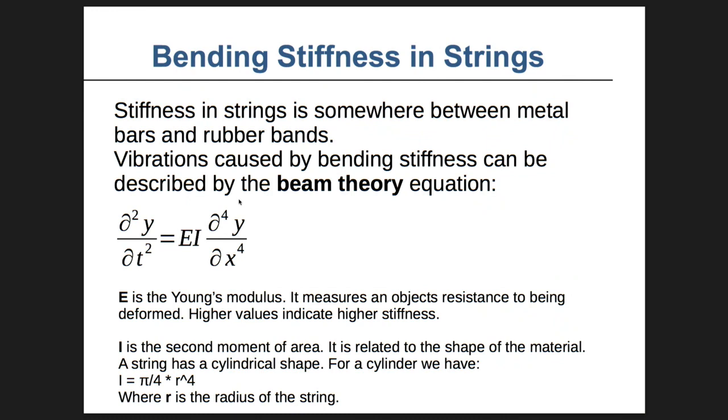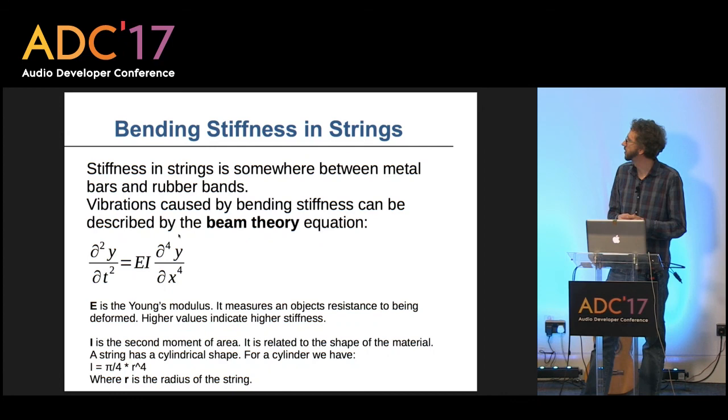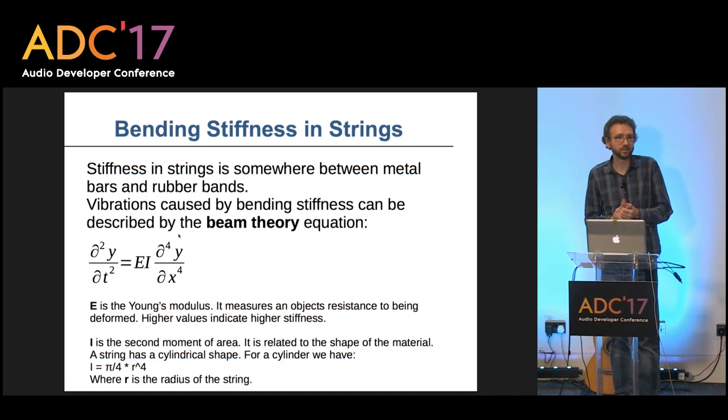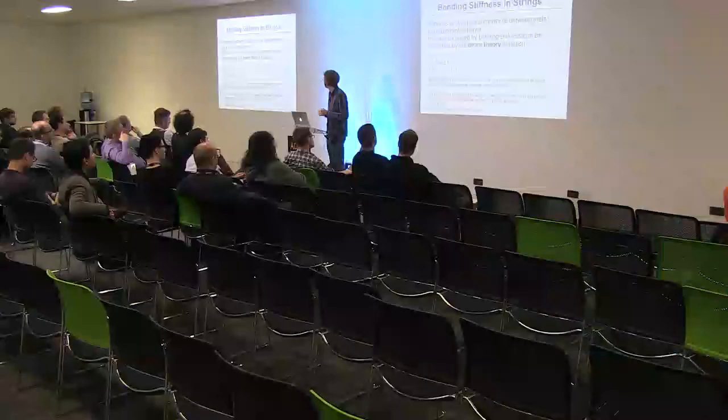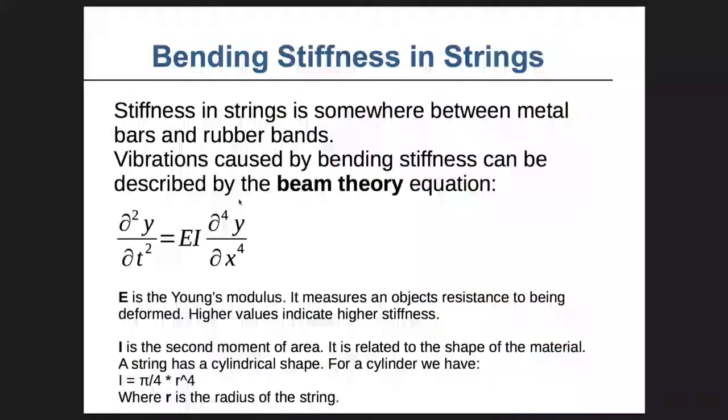And the vibrations caused by this stiffness are described by the beam theory equation. It's a fourth order differential equation, but it's still linear. It says that we have a coefficient of proportionality, which is the Young's modulus times the second moment of area, which is I. The Young's modulus is just a value for the stiffness of a material. Materials with high stiffness have a high Young's modulus value, and materials with low stiffness have a low value. And I is a geometrical factor. It depends on the shape of the string, which is very long and round, so it's like a cylinder.